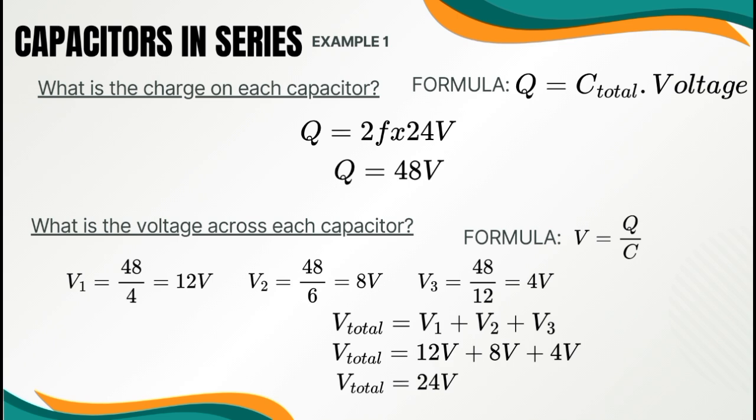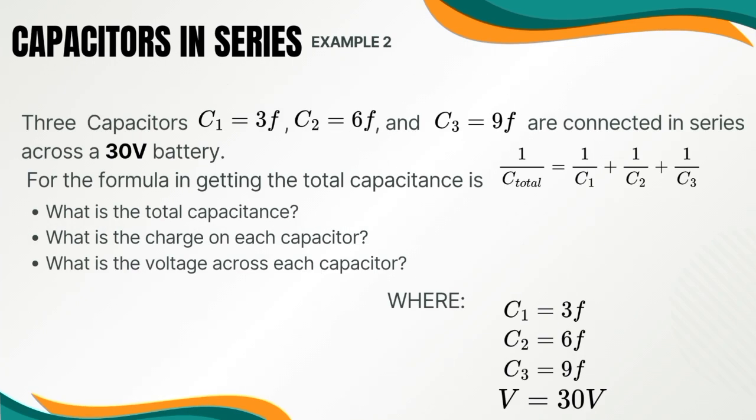For the voltage across each capacitor, this is the formula. So V sub 1 is equal to 12 volts. For the V sub 2 is equal to 8 volts. And for the V sub 3 is equal to 4 volts. So sum them up. So we will come up with 24 volts. Example number 2. So, these are the givens.